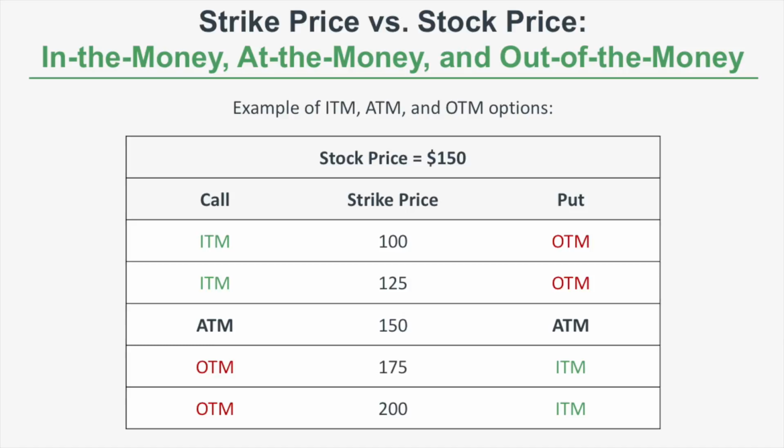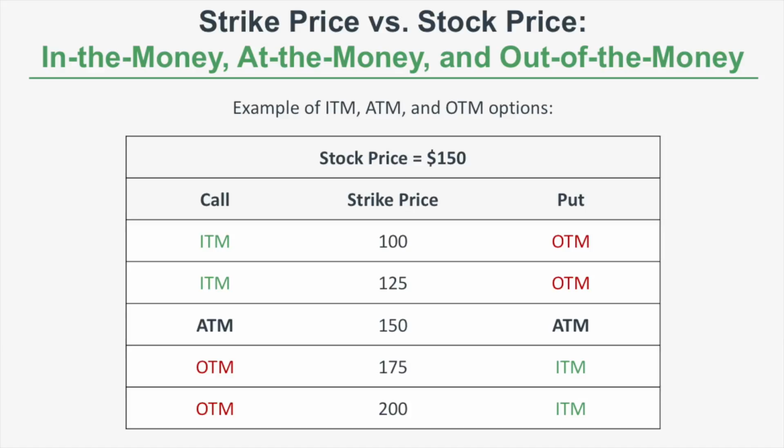Lastly, out of the money just means that there's no value in buying or selling shares at the option strike price as opposed to the current market price. So for calls, if the strike price is above the current stock price, the options are out of the money. For example, the 175 call in this example is out of the money because there's no value in buying shares at 175 when you can just buy them at 150 at the current market price.